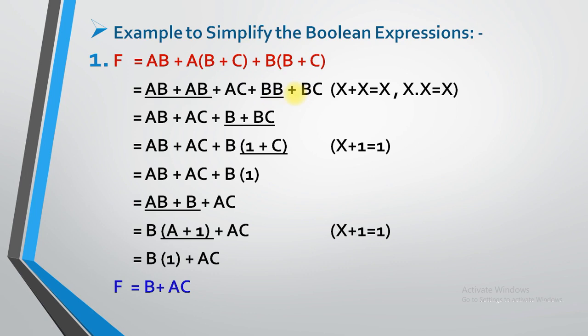Now again there is one postulate, x plus x. This is the value of x, and again x. So ab plus ab equals x. So instead of 2 times ab, we need to write only 1 time ab. Why? Because there is one postulate, a predefined rule, that x plus x returns the value of x.